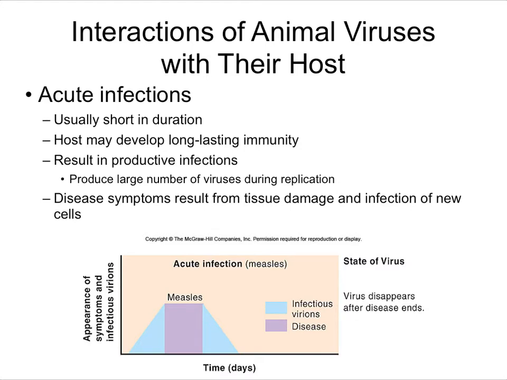A classic acute infection is measles. Right? So you get infected with measles. There's an asymptomatic period while the measles virus is infecting your cells and preparing to replicate. And then you have a period of increasing what's called viral load, which is if you were to measure the amount of viruses present in somebody's blood or other body fluids, you have an increasing viral load until eventually your viral load gets high enough that it produces symptoms.